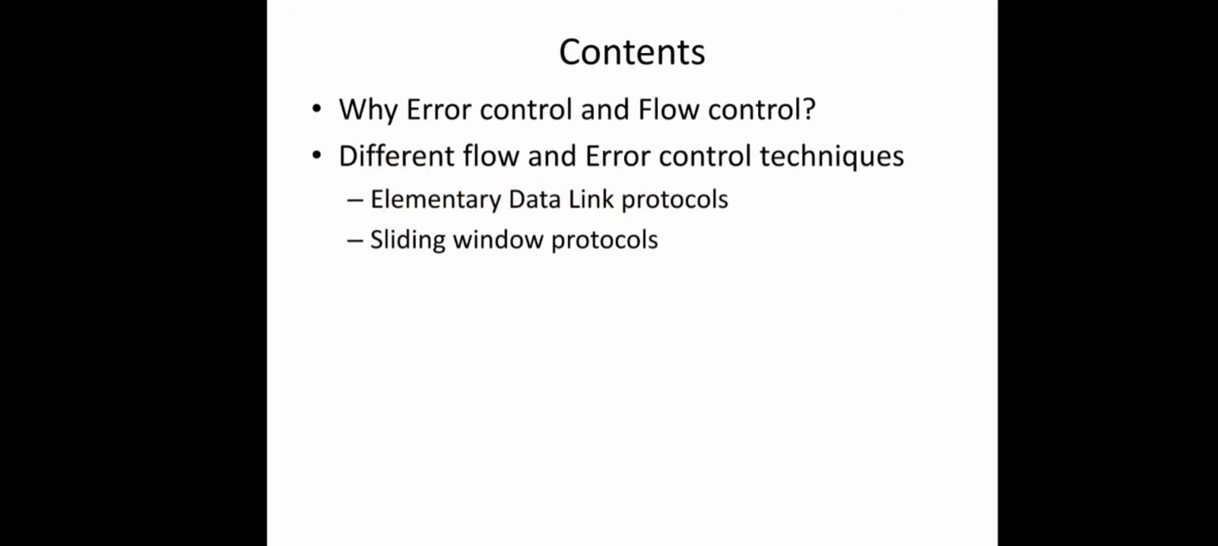The main difference between these two types of protocols is that in case of elementary data link protocol, it treats individual frames separately, whereas in case of sliding window protocol, it treats a set of frames together. That's the main difference. And before moving into different protocols, let us have a discussion on the assumptions we made.